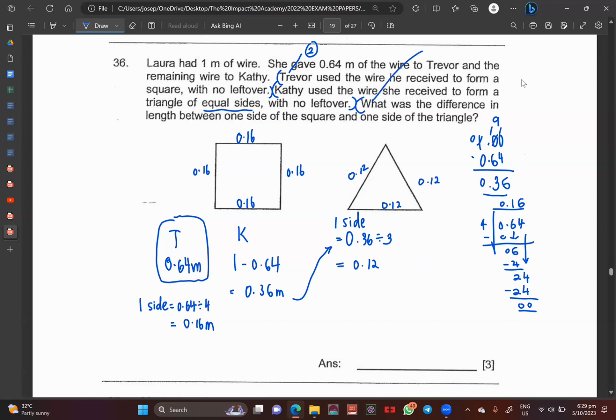Now, what was the difference in length between one side of the square and one side of the triangle, correct? So the difference over here will be 0.16 minus 0.12. All right, therefore your answer has to be 0.04 meters, and therefore this is your answer for this question.